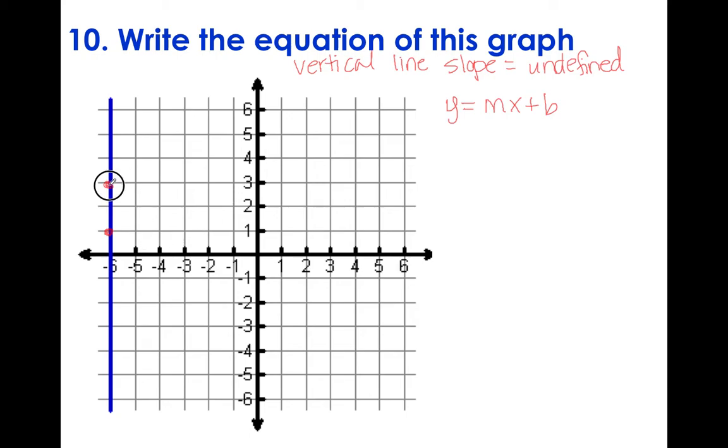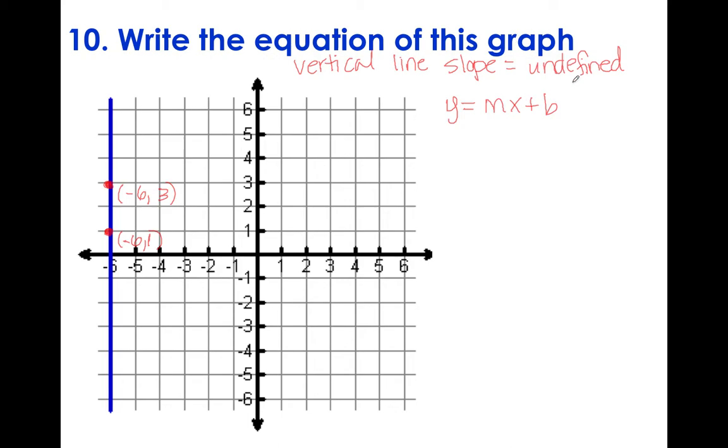When you determine your 2 points, when you look at the coordinates of those points, example, the coordinates of this point is -6, 3. The coordinates of this point is -6, 1. Notice that my x coordinates are the same. Whenever your x coordinates are the same, that means that you have what we call an undefined slope.